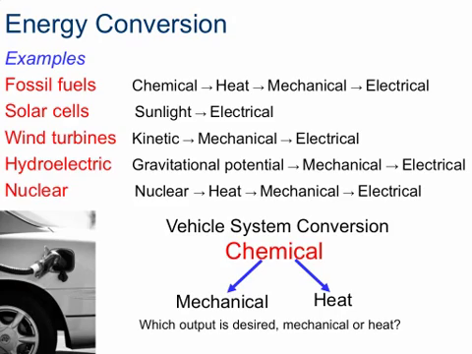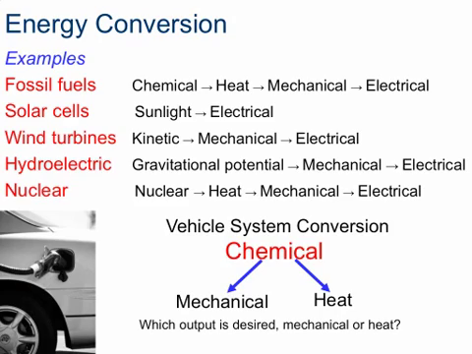Here are some examples of energy conversion. You might start with a fossil fuel, which is chemical energy. You might change it to heat, then take that heat and get mechanical energy, and from that, electrical energy. So you could burn coal, get the heat from the coal, use that to move something and create electricity. Or with solar cells, we can go directly from sunlight to electrical. Wind turbines go from kinetic to mechanical to electrical. Or hydroelectric: gravitational potential, in other words gravity pulling the water down. We use that to move a turbine. That's mechanical. We create electricity. Or nuclear to heat to mechanical to electrical.